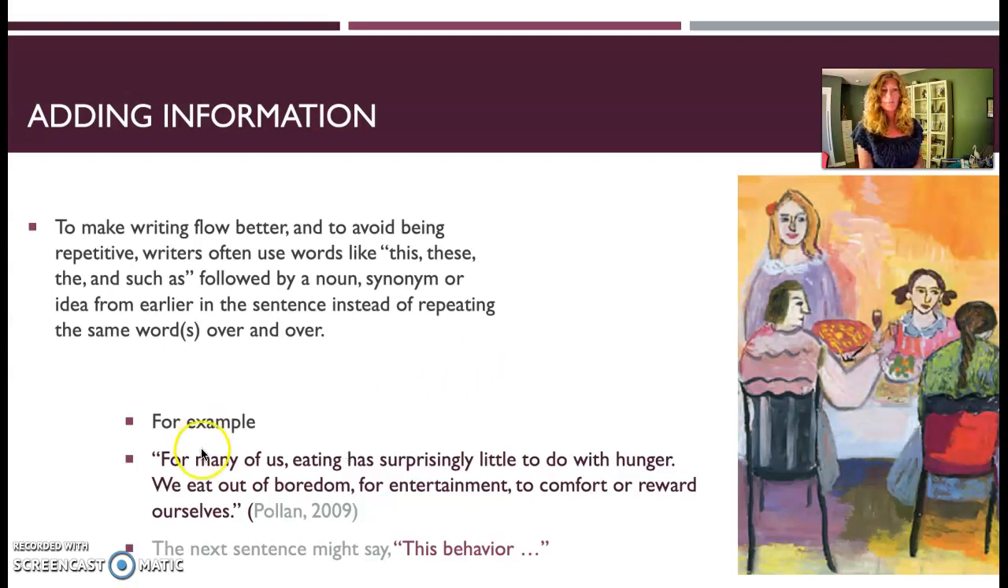For example, for many of us, eating has surprisingly little to do with hunger. We eat out of boredom, for entertainment, to comfort or reward ourselves. Pollen, 2009. The next sentence might say, this behavior. Now the word behavior is relating to our behavior for eating. It's not necessarily a specific word. It can be a whole idea.